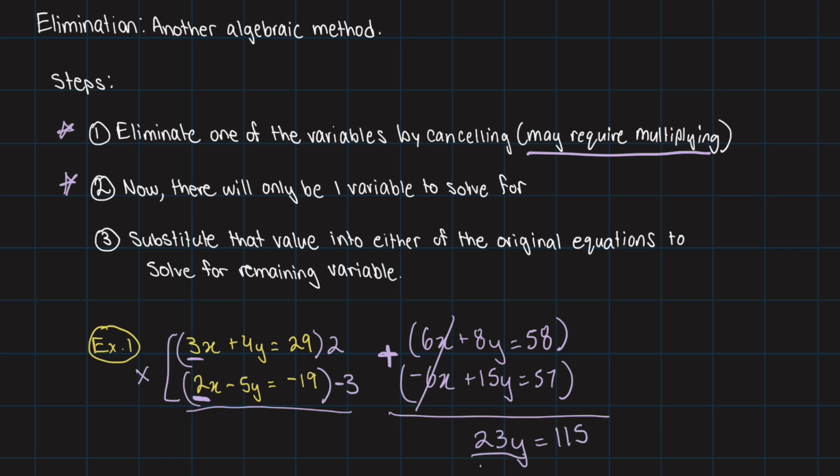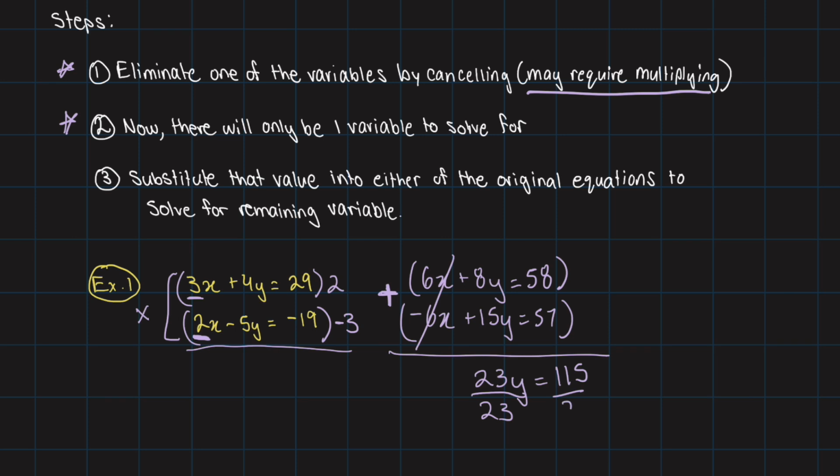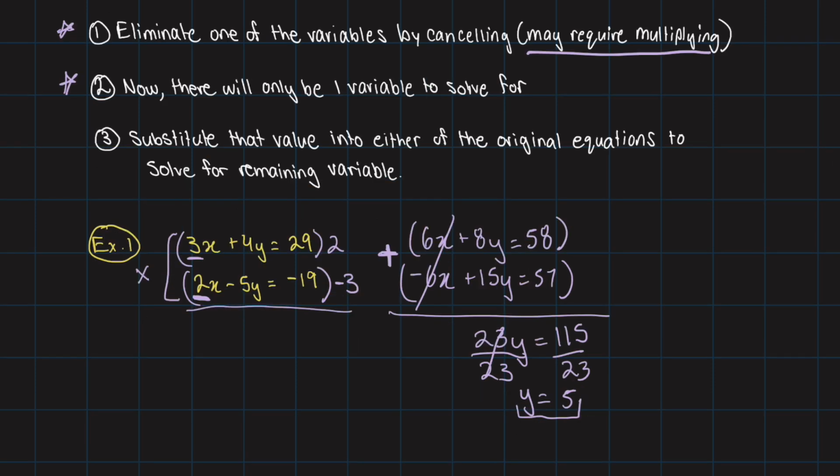Okay, and then we divide both sides by 23. Y equals 115 divided by 23 is 5. Alright, now we have completed step 2. We have solved for the remaining variable. Now we know what y is. And now we're going to do what we did for substitution and literally just substitute that y into one of the original equations. Okay, so we can choose either of them.